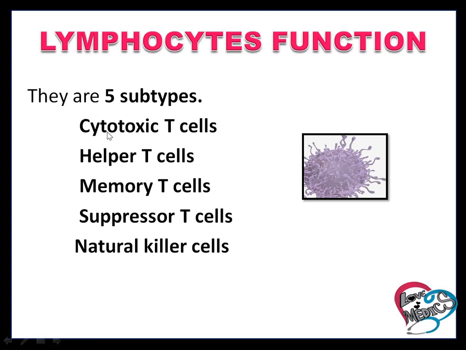Cytotoxic T cell destroys the infected cells. So, cytotoxic: cyto means cell, toxic means infected cell. Helper T cell sends the signal to another cell, so that's why it prevents the infection. That is helper T cell.